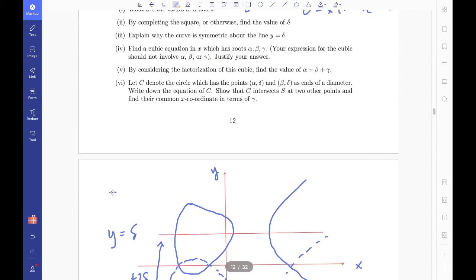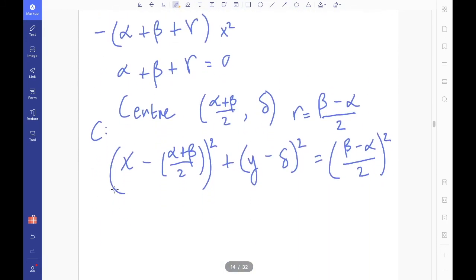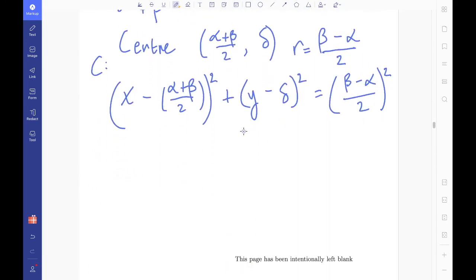Show that C intersects S at 2 other points and find their common x coordinate in terms of gamma. Okay, so I think what they're going to ask us to do is substitute in for this again to give me something with just x. So we're looking for where the curve (y minus delta) squared is equal to x cubed minus x plus 1/4, or delta squared, so that is equal to this y minus delta.